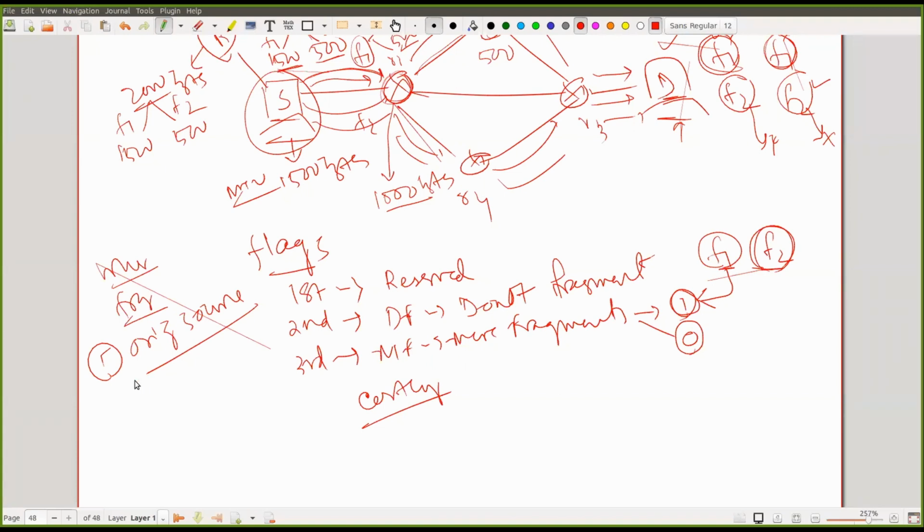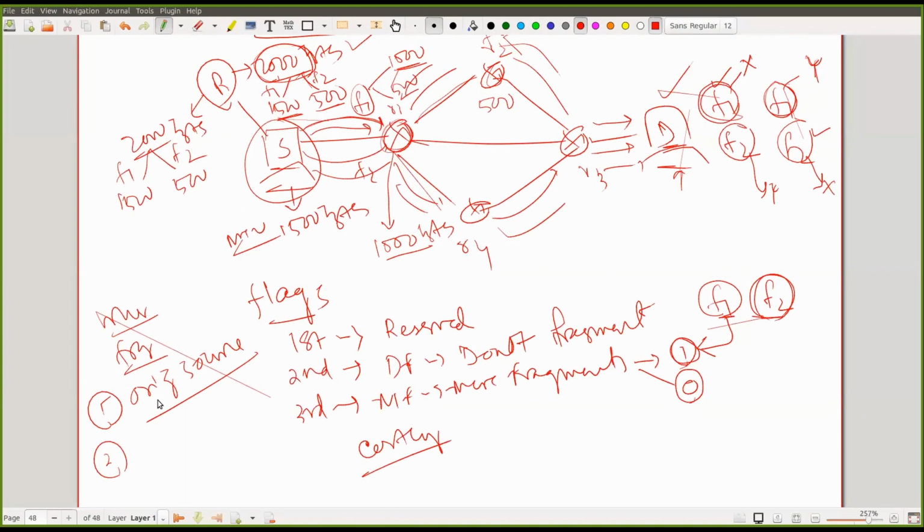Similarly, the next question: is there a chance of fragmentation at the intermediate router end? Yes, because we have just shown it. So that means fragmentation may happen at the originating source and also at the intermediate routers. Now, as I have already told, this is a very costly process. Can we think of a process where I can avoid this?